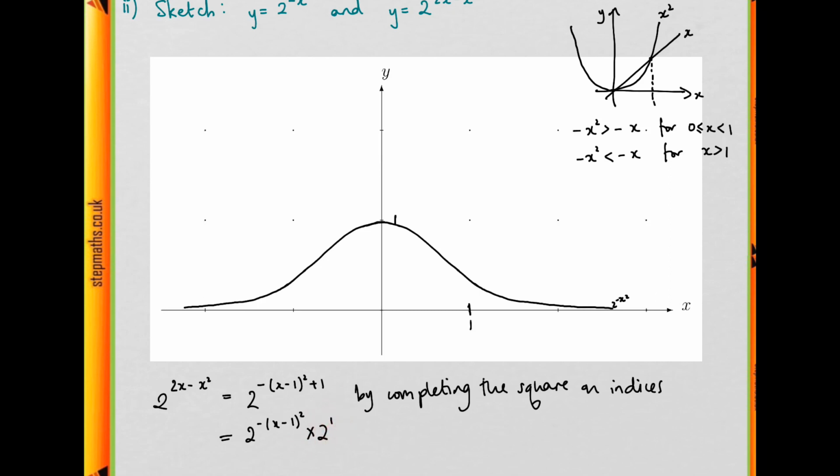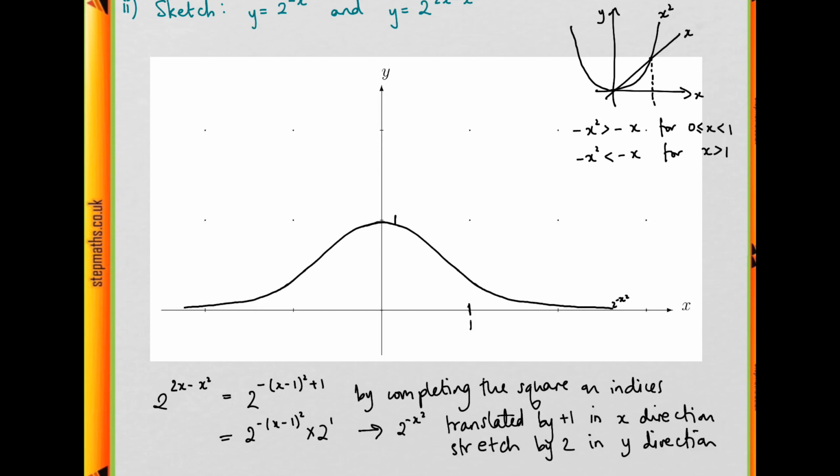So we see that this gives us a stretch by 2 in the y direction. So overall, the transformation that we have is a translation by 1 in the positive x direction and a stretch by 2 in the y direction. So that's going to give us a graph that looks like this.